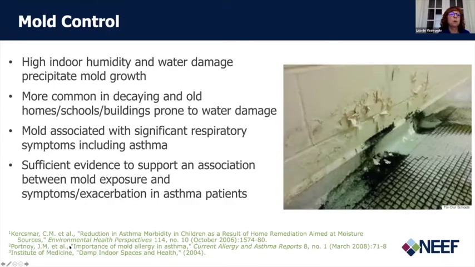All right, on to mold control. Where I live, like I said, it is a huge problem, and I saw it directly impact my patients with asthma after 2017 Hurricane Harvey, which had significant widespread damage in the Houston and vicinity area. Many of my patients had problems with water intrusion into their household with subsequent mold problems. So mold control is directly affected by high indoor humidity and water damage, which precipitates the mold growth.